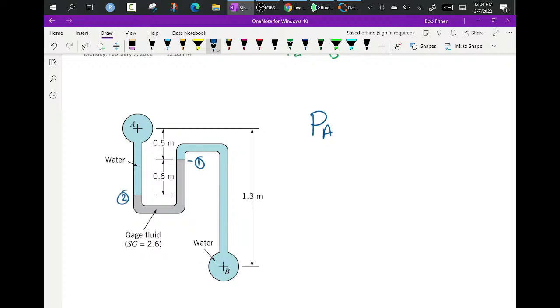So if I were going from B up and then back down, and I ended up here, what I would have been doing is I would have gone up effectively this far and back down that far. Now, you don't know this distance right here, but what you do know is that this distance is 1.3 meters minus the 0.5.